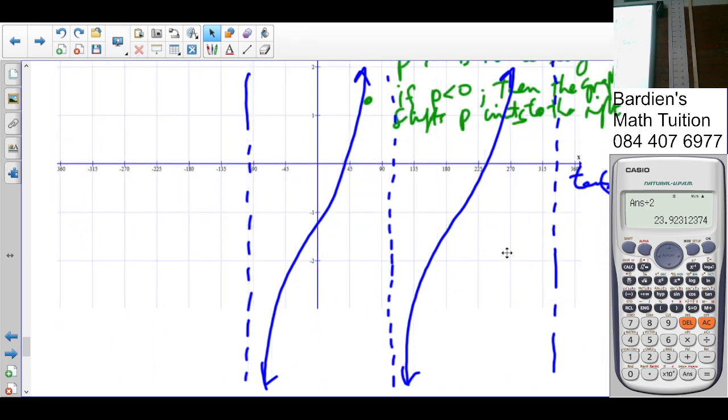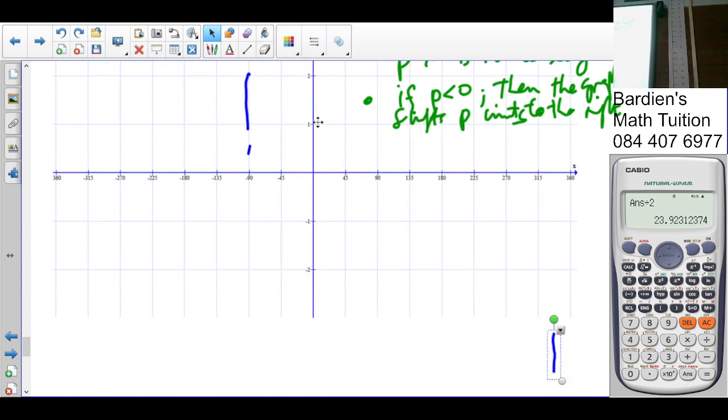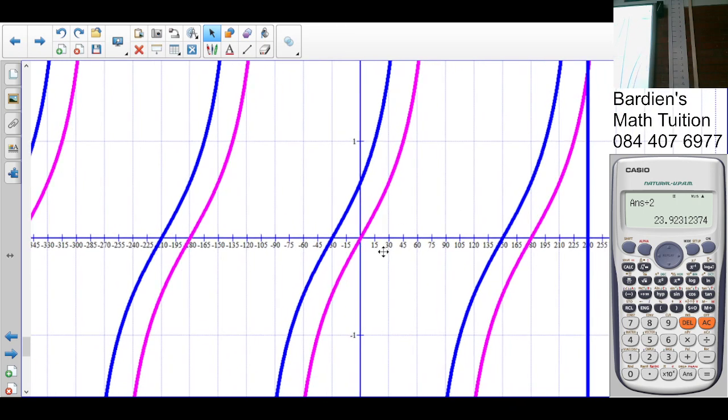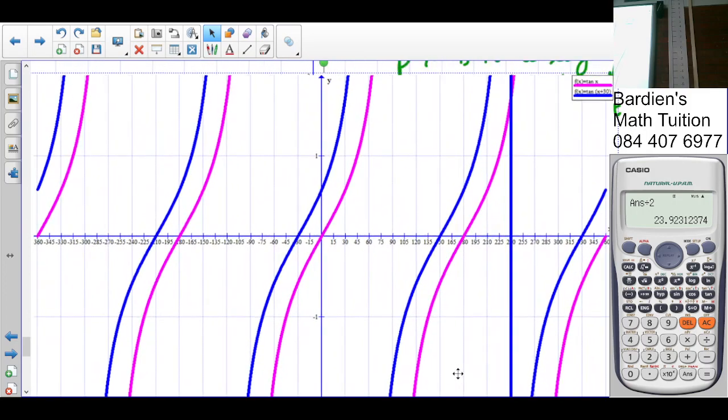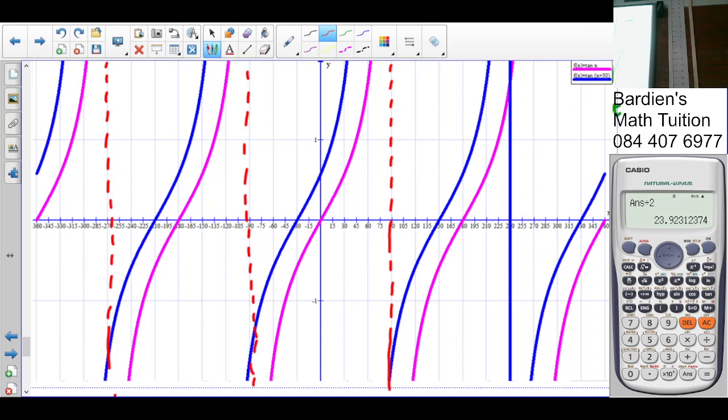Let's take this one. As you can see here, your asymptote of the original graph was at 90 and 270, negative 270, negative 90. Remember, we will be looking at the graph in pink. And 270. Can you see that, people?